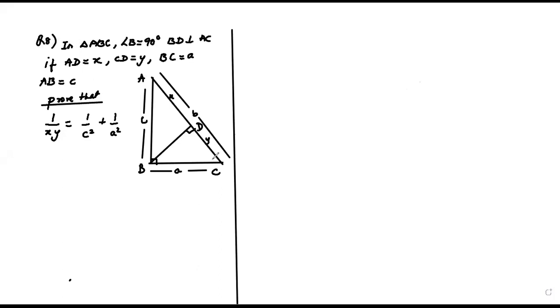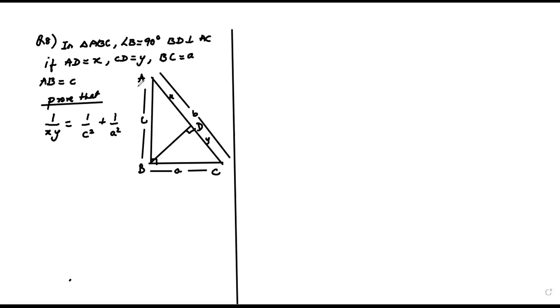In triangle ABC, angle B is 90 degrees. BD is perpendicular to AC. The length of AD is X, and the length of CD is Y. BC is a, AC is b, and AB is c. All these are given to us, and we have to prove that 1 upon xy equals 1 upon c square plus 1 upon a square. When you look at it, you get an idea of how to get this.